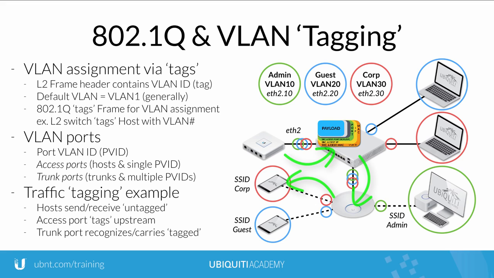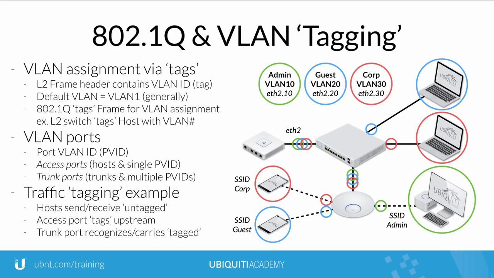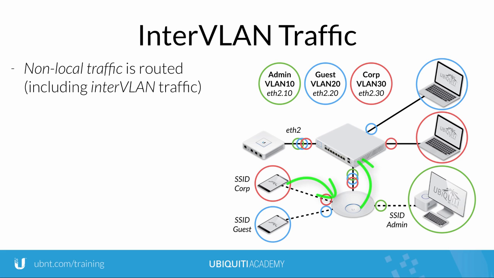As tagged traffic moves downstream, the access port removes the VLAN tag from the Layer 2 header so that the host receives the traffic untagged, that is, without the VLAN ID. Trunk ports can also carry untagged traffic if desired, but only one VLAN ID can and should be assigned to the untagged traffic. And like all traffic destined to non-local networks, inter-VLAN traffic must be routed through a local gateway.